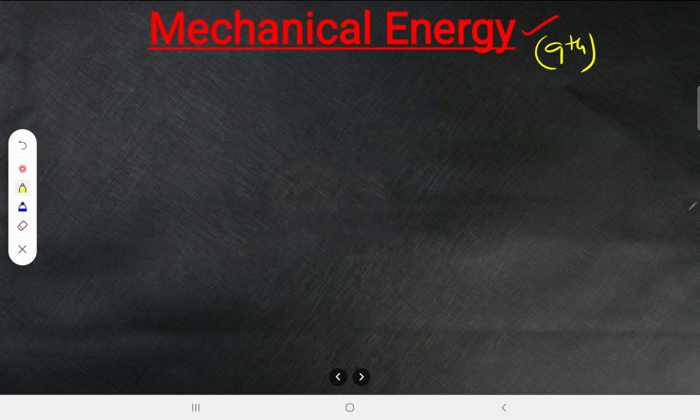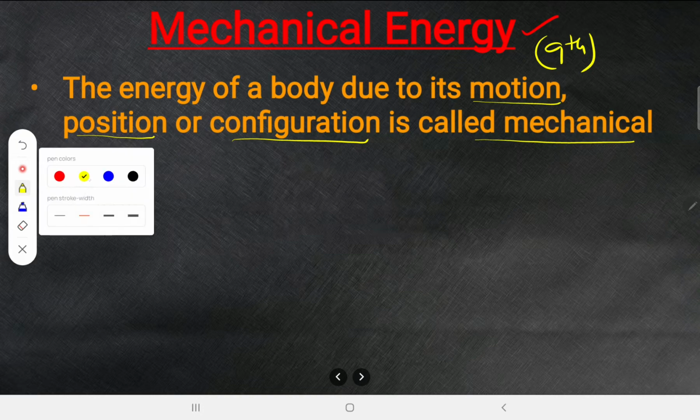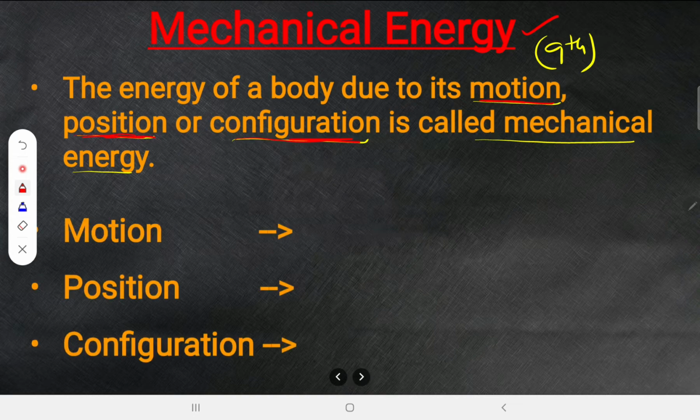Alright, this is the main discussion for us. Now, what is this mechanical energy? Mechanical energy is the energy of a body due to its motion, position or configuration. These are the three words you have to concentrate on: energy due to motion, energy due to position, and energy due to configuration. Now let us see the examples.